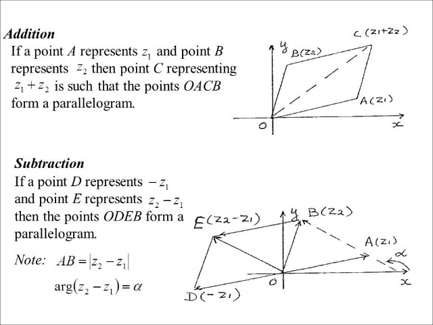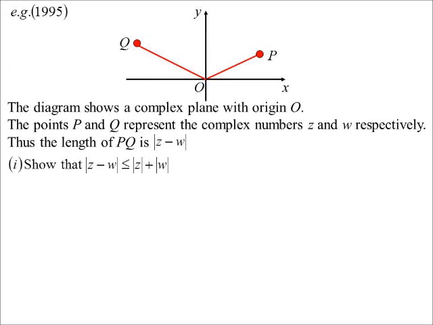Okay, let's look at a question. It's quite an old one now, but it's a good one to demonstrate a lot of these things. So they gave this particular diagram, and so P and Q represented Z and W. Thus the length of PQ, so they even gave you that information that the vector joining P and Q would be Z minus W, head minus tail. So its length would be the modulus of Z minus W. Show that the modulus of Z minus W. So basically it's that triangular inequality I was just talking about.